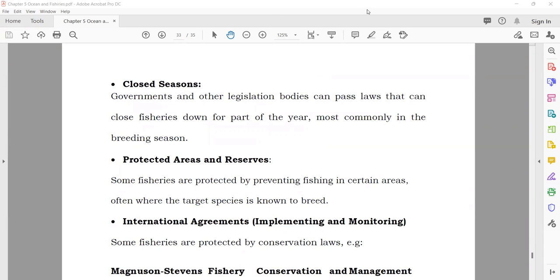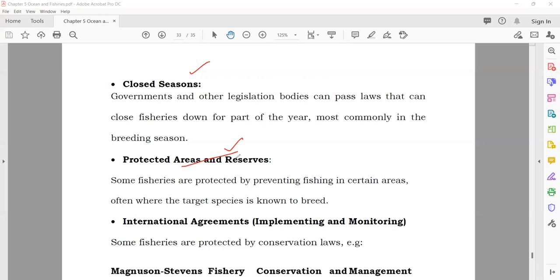Close seasons. You know that there are some seasons, some months in which the fish lay eggs or reproduce. They go through the process of regeneration. So if the government stops fishing only in those times, it will also give a boost to increase the population of the fish.